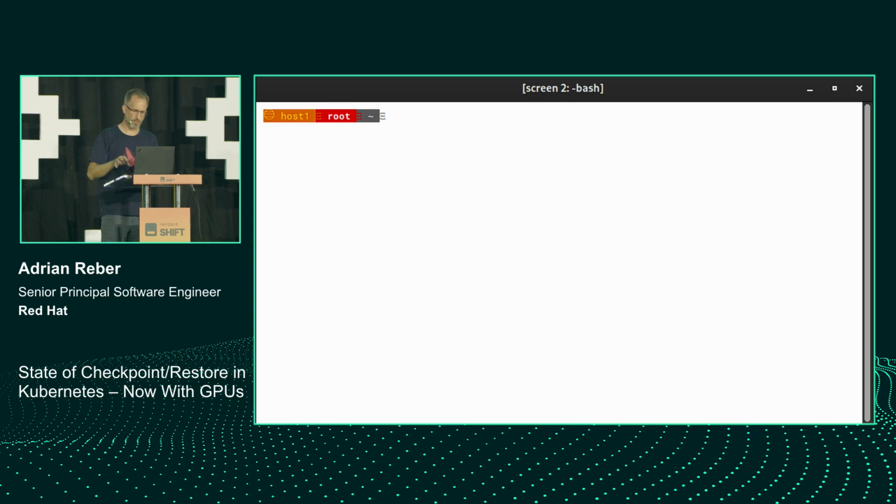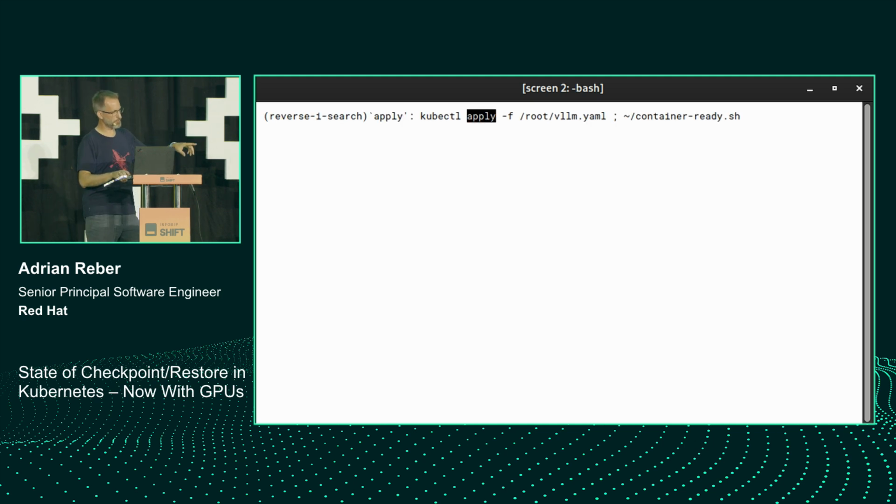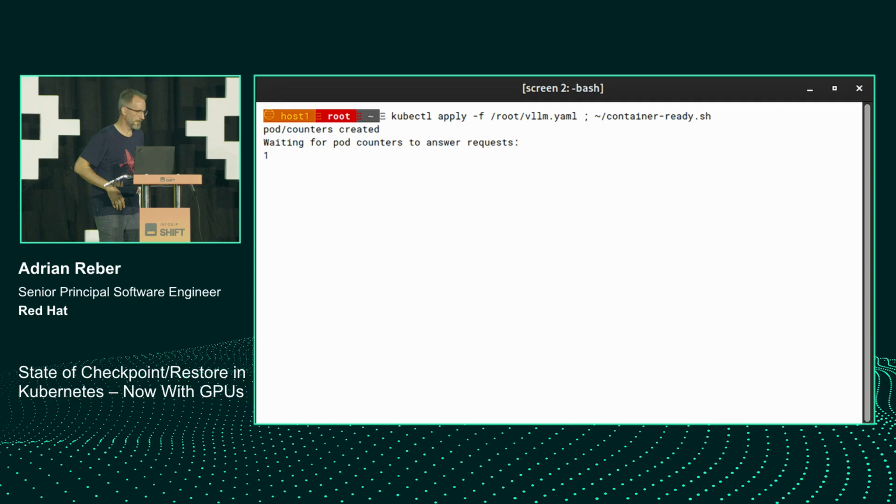I have a small container which is running vLLM. I will now run this container. Once I send a command to Kubernetes to start a container, I have a script called container ready, which is just a loop that tests until the container is running, so that I know how long it takes to start up the container. This will take about 40 seconds for the vLLM container to be ready to answer questions.